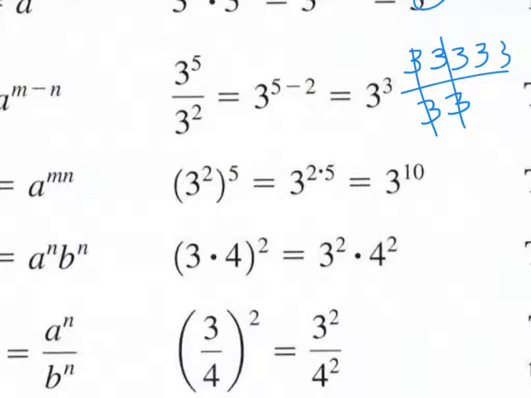If I look here, this is called a power raised to a power. Think of it as 2. If I wrote 2 and 5 like this, what does that mean to do?